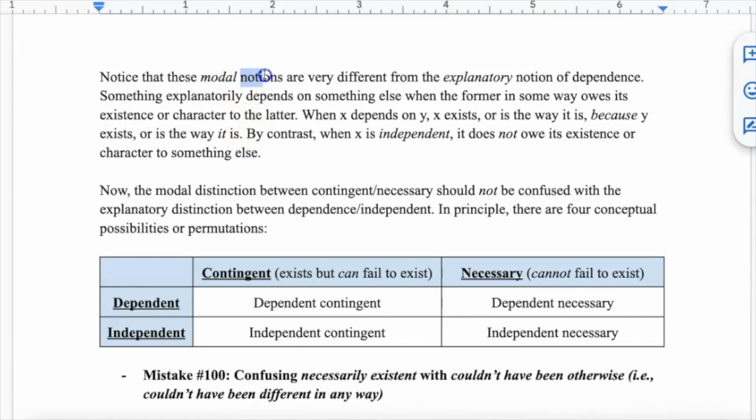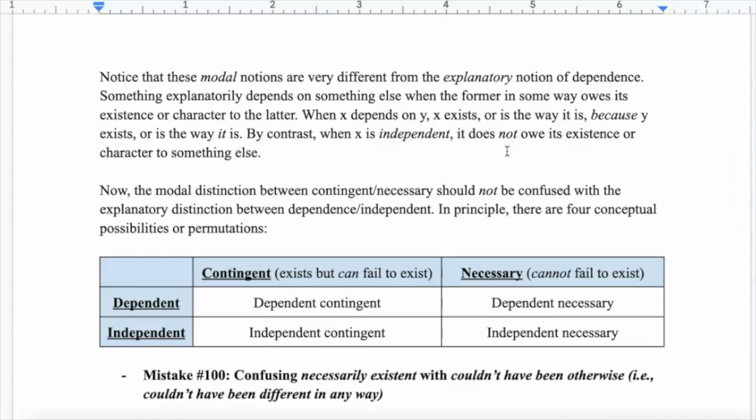Now, notice that these modal notions are very different from the explanatory notion of dependence. Something explanatorily depends on something else when the former in some way owes its existence or its character to the latter. Right? The former is the way it is, or perhaps just exists, because the latter is the way it is, or because the latter performs some activity, or because the latter exists. So, as I say here, when x depends on y, x exists or is the way it is because y exists or is the way that it is. By contrast, when x is independent, it does not owe its existence or its character, that is, the way that it is, to something else.